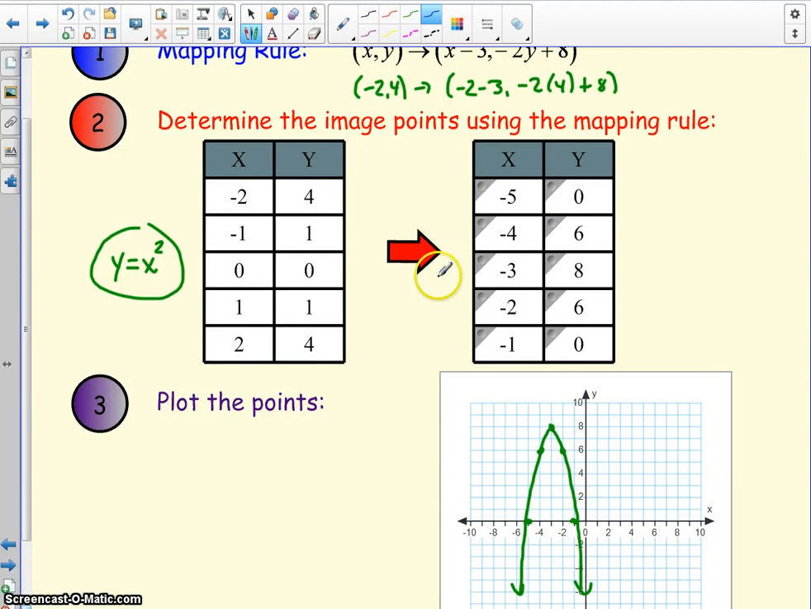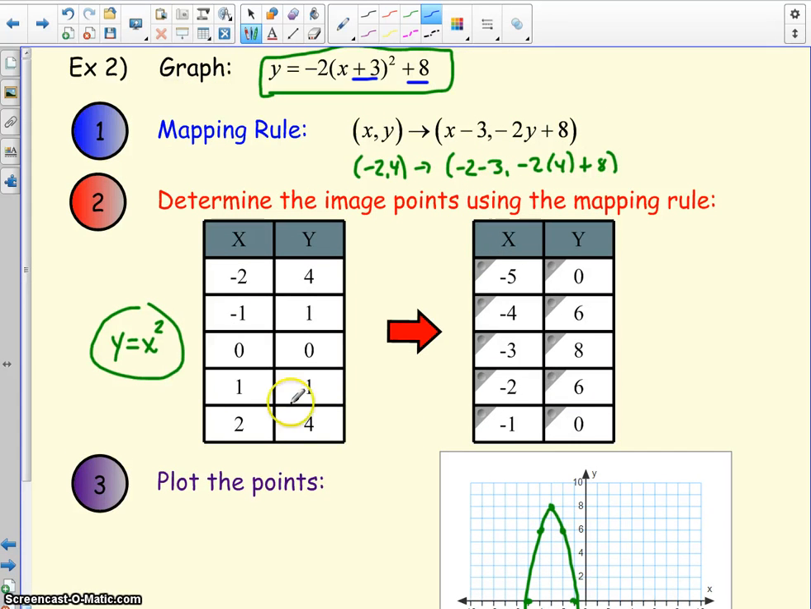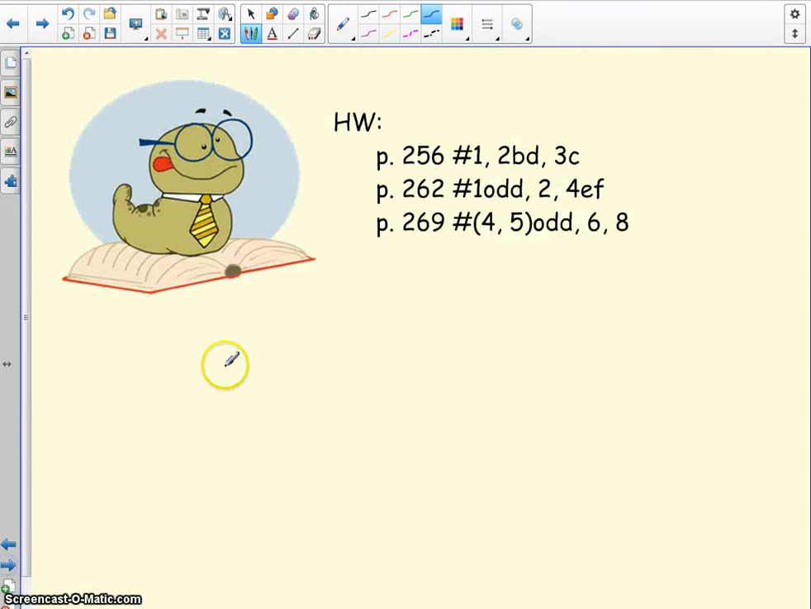We've now created a parabola just by using a mapping rule and throwing points into that mapping rule to find image points. That's the whole idea behind graphing these types of equations. There's some good homework there. It'll give you good practice, and then we're going to move forward and work more with this type of quadratic.